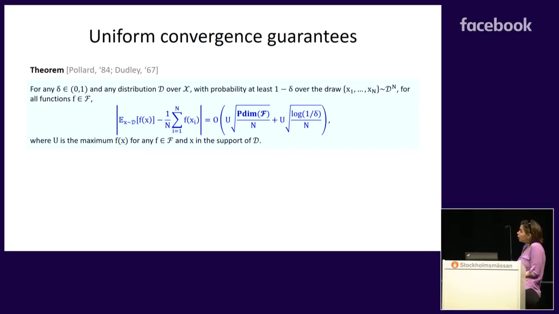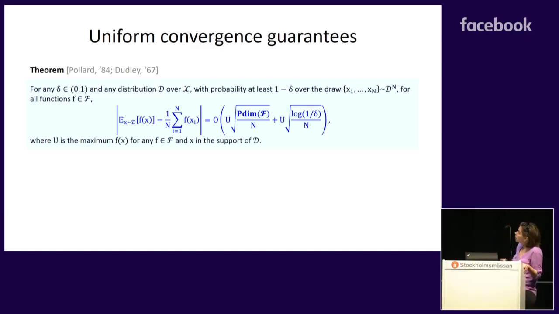So what are uniform convergence bounds? They are simply bounds of this form. They are bounds that tell us how much the empirical average of a function differs from its true expectation, and we want these bounds to hold uniformly for all the functions in our class of functions.